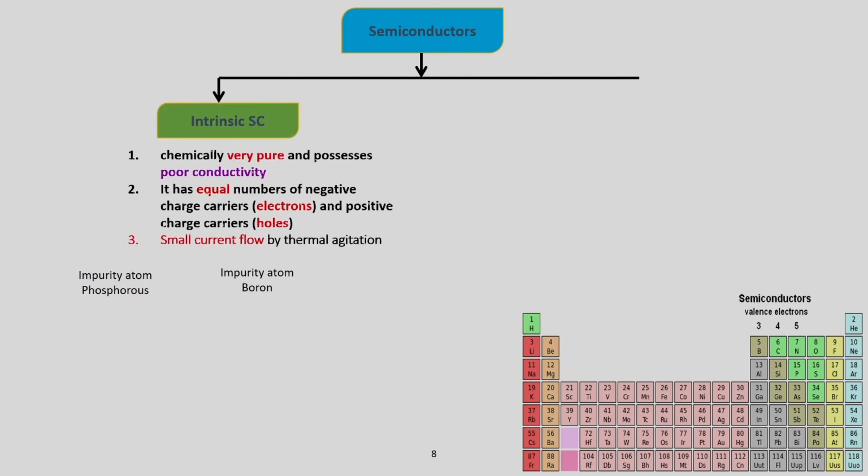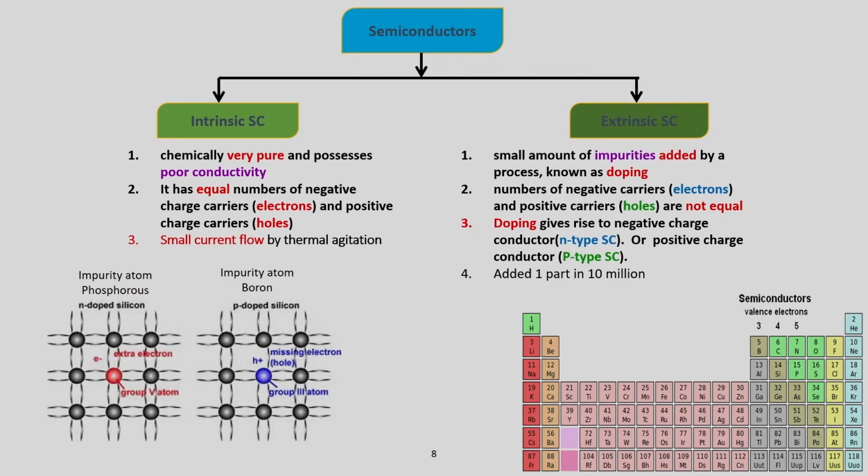So here we will have semiconductors. There are two classes. One is the intrinsic semiconductor, a terminology I have been using, and the second is the extrinsic semiconductor. An intrinsic semiconductor is not doped; pure crystals are there. If we talk about a silicon crystal, only silicon atoms are present to constitute that crystal. So these are chemically very pure and possess very poor conductivity, which is one of the disadvantages. It has an equal number of negative charge carriers and positive charge carriers. The negative charge carriers are electrons, and the positive charge carriers are called holes. A small current flows by thermal agitation, so this is not a practical application, right?